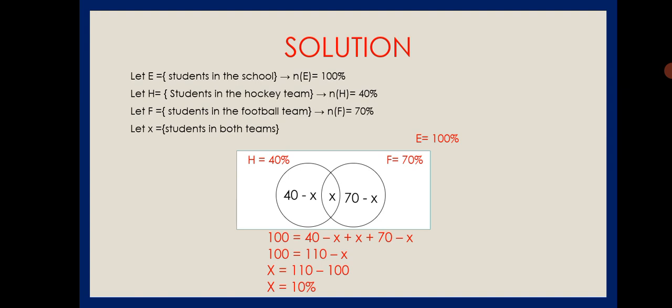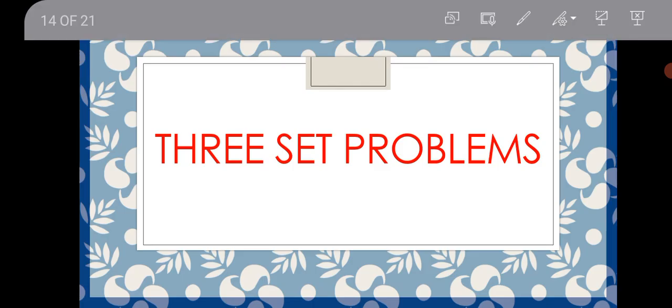So our X is equal to 10%, which means that students that belong to the two teams, or they play football and hockey at the same time, is 10%.